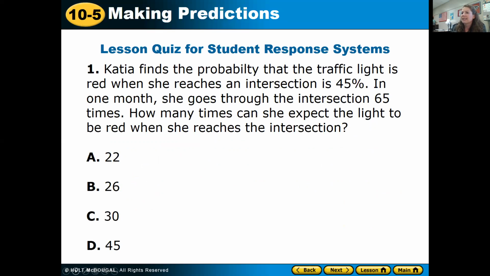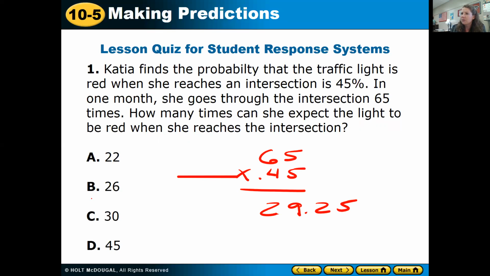All right. Katya finds the probability that the traffic light is red when she reaches an intersection. That happens 45% of the time. In 1 month, she goes through the intersection 65 times. How many times can she expect the light to be red? Well, 45% of 65 times, 65 times 0.45, is about 29.25. So which of these is closest? So C is closest.